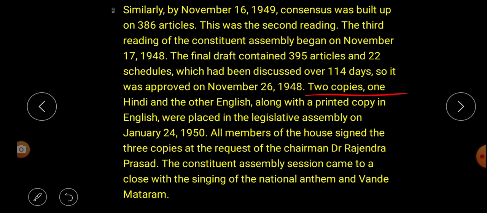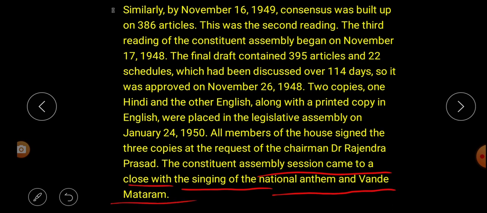1950. All members of the House signed the three copies at the request of the chairman, Dr. Rajendra Prasad. That means, with the request of Dr. Rajendra Prasad, all the members of this Constituent Assembly signed the three copies. The Constituent Assembly session came to a close with the singing of the national anthem and Bande Mataram.